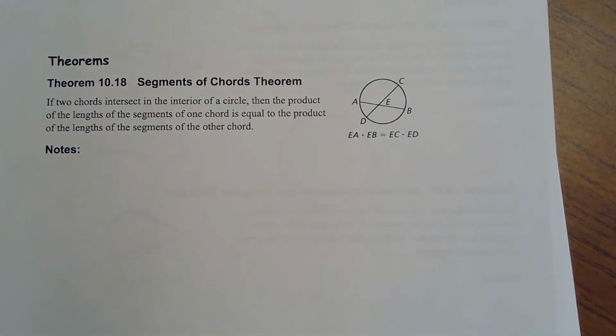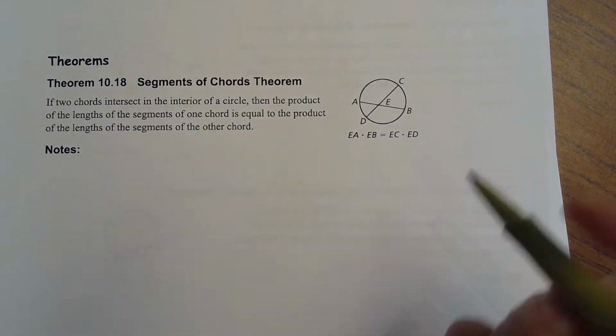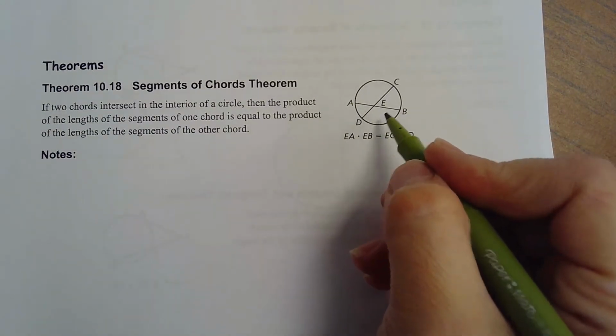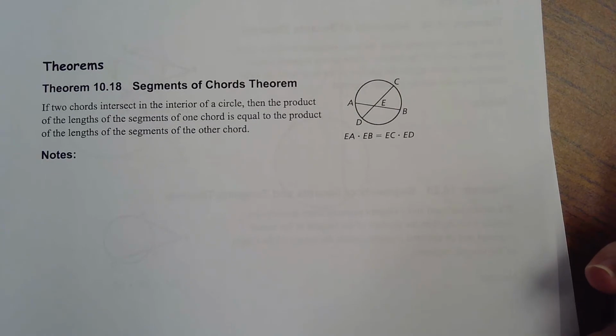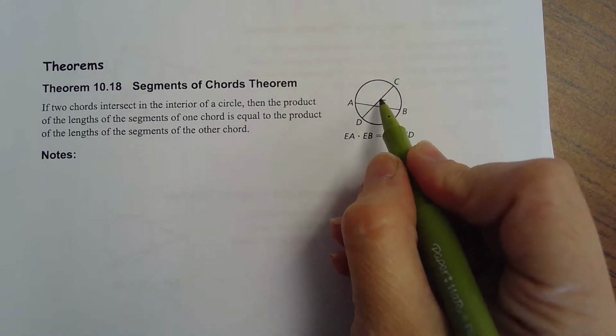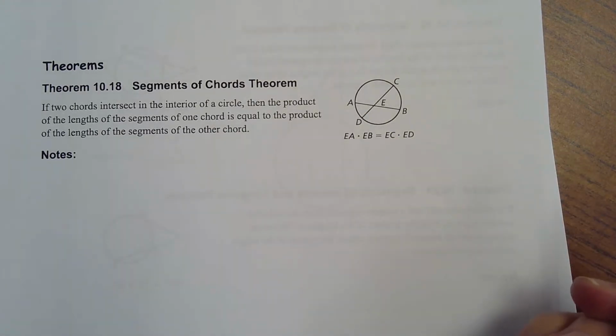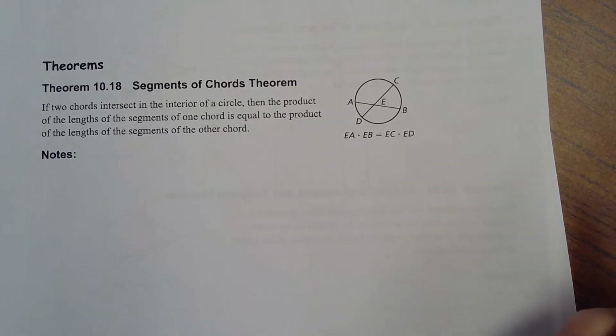In this first one, this first theorem is the segments of a chord theorem. We talked in the last section about the angles, the relationship when two lines intersect inside of a circle. Remember, the angle would be half the measure of the sum of the intersected arcs. Now we're going to talk more about segments, so less about angles and more about segments.